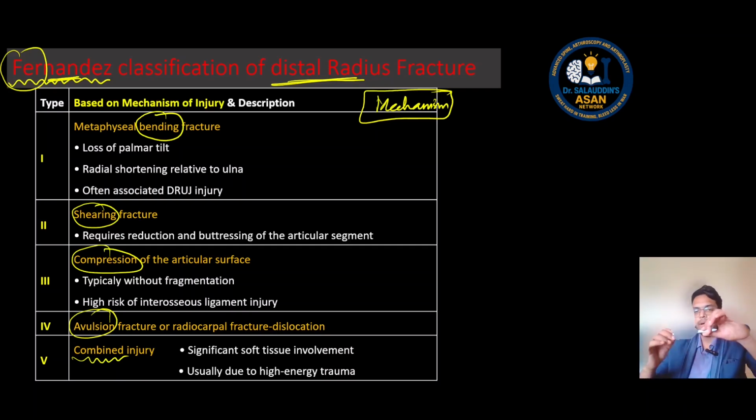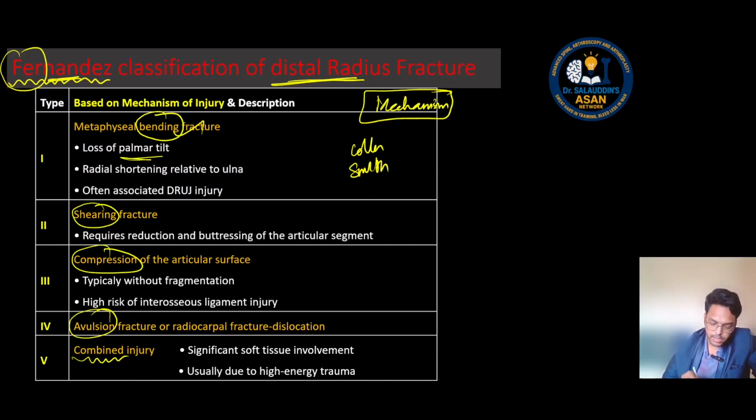So if there is only bending, if you only bend the distal radius, what type of fractures can you expect? Extra-articular fractures like Colles and Smith are because of bending. So there is loss of palmar tilt, there may be radial shortening and there may be associated DRUJ injury. Okay, this is because of bending.